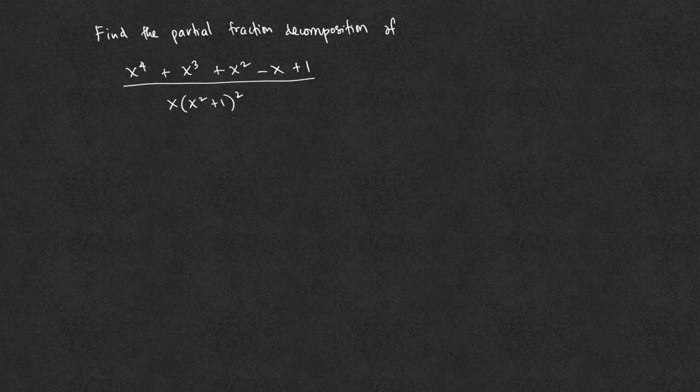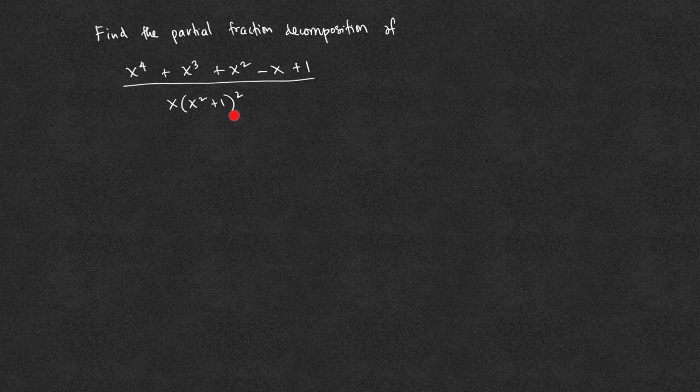Find the partial fraction decomposition of the rational function (x^4 + x^3 + x^2 - x + 1) over the quantity x times (x^2 + 1)^2. Observe that the degree in the numerator is 4, and the degree in the denominator is 1 plus 4, which is 5. x squared squared is x to the fourth, times x is x to the fifth. And so this is a proper fraction because the degree in the numerator is strictly less than the degree in the denominator.